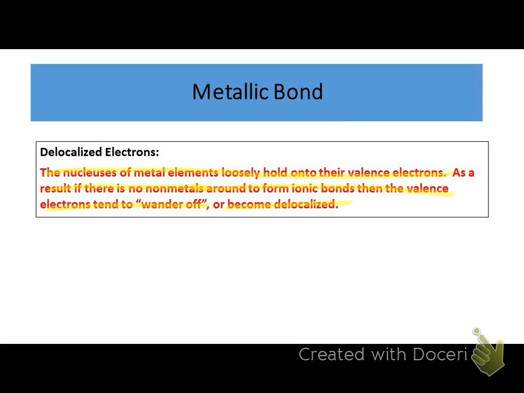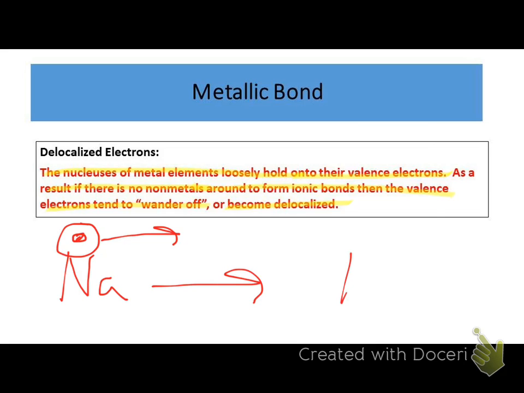Now, to give you an example, let's take, for instance, sodium. Sodium, being a metal, has a Lewis symbol of 1 electron in its valence shell. And since sodium has a relatively low ionization energy, this first valence electron can be ionized, and if there's no nonmetal to pick it up to form that ionic bond, then that electron is just going to be free to wander around.